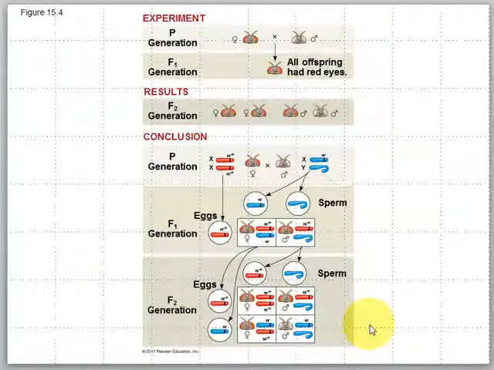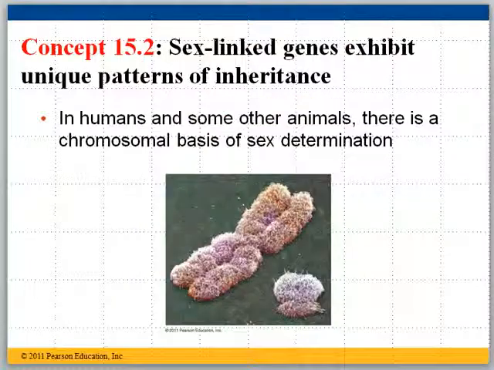So Morgan's work helped to prove that the chromosome theory of inheritance was correct, that specific genes are carried on specific chromosomes. And for his work, he won the Nobel Prize in Medicine and Physiology in 1933, and he is pretty darn well known throughout biology and the study of genetics. Thomas Hunt Morgan. Okay, the next concept, we're going to take a break and we'll come back to that.